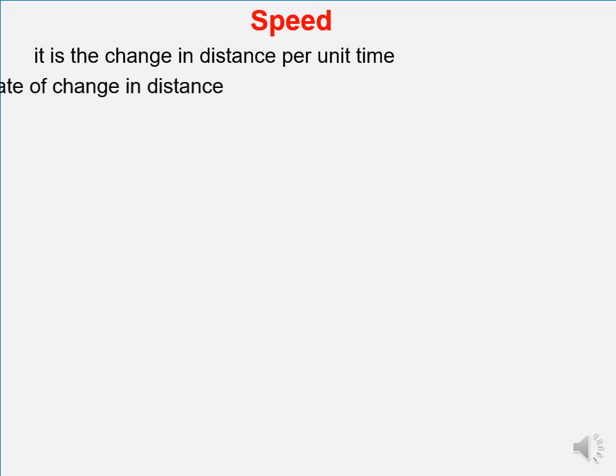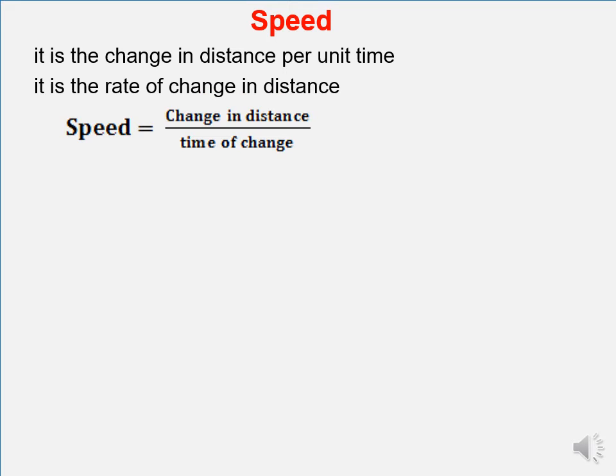Speed. It is the change in distance per unit time, or the rate of change in distance. So speed is change in distance, while velocity was change in displacement. Speed equals change in distance over the time of change.